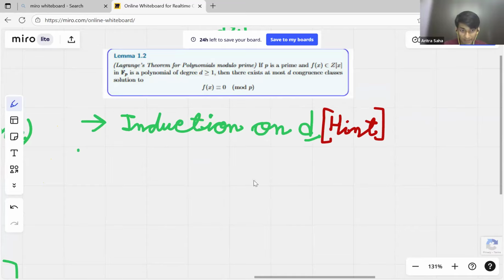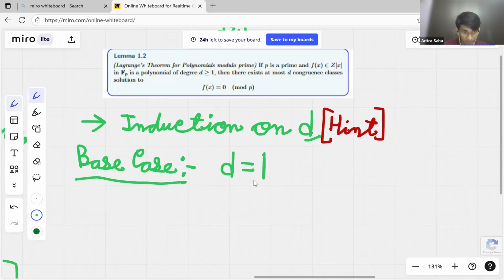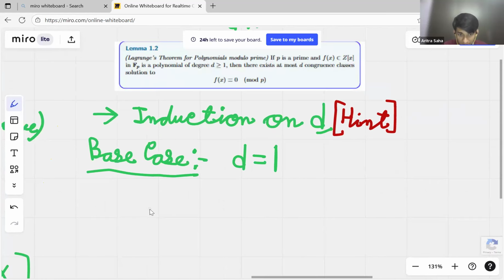But I meant the base case step, basically. So for induction, we need a base case. Here the base case is d equals 1. It's quite obvious why d equals 1 is true, but I'll just highlight a point that somebody can miss. Like ax plus b is 0 mod p, right?